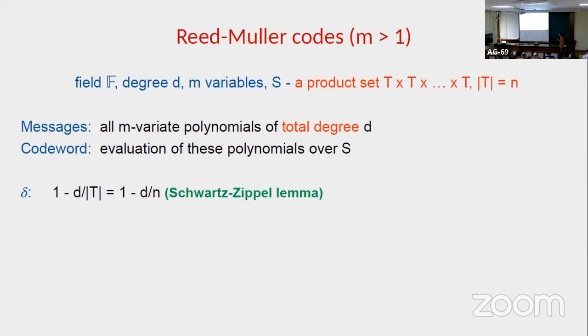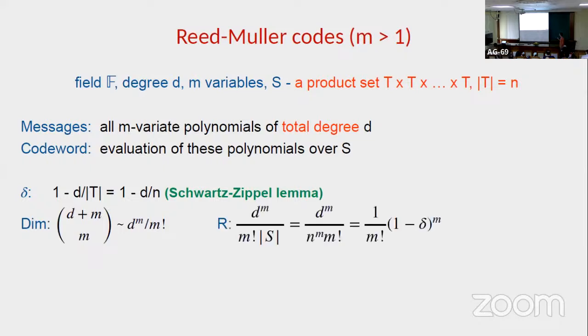So the distance of the code is 1 minus d over n, and the dimension of the code is exactly what we noticed earlier. So the rate of the code is d to the m over m factorial times size of S. Size of S is n to the m. So this is d to the m over n to the m times m factorial. If I massage this, I can write this as d over n to the m, and d over n is 1 minus delta. So the rate of this code is 1 over m factorial times 1 minus delta to the m. Everybody good so far?